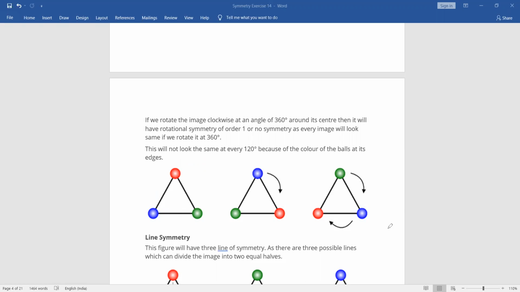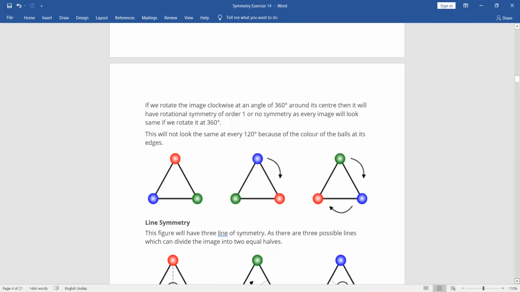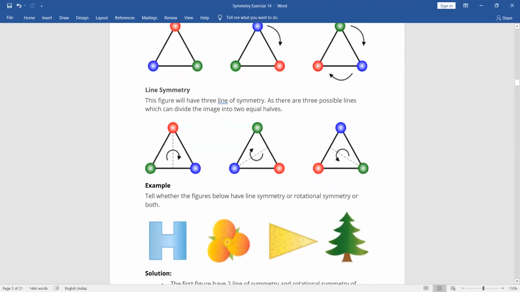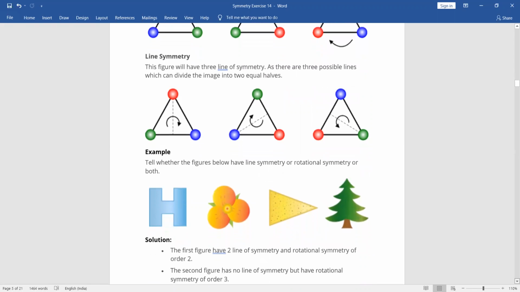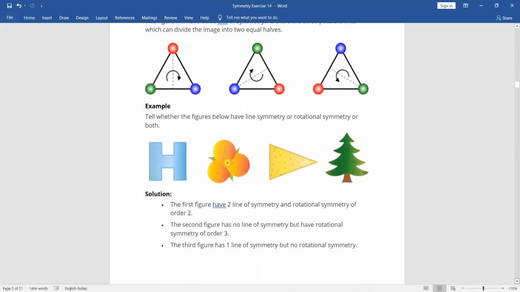Now when we talk about line symmetry, here there is the possibility that 3 lines of symmetry can be there. Like this, we can solve all the related questions which are given to us.